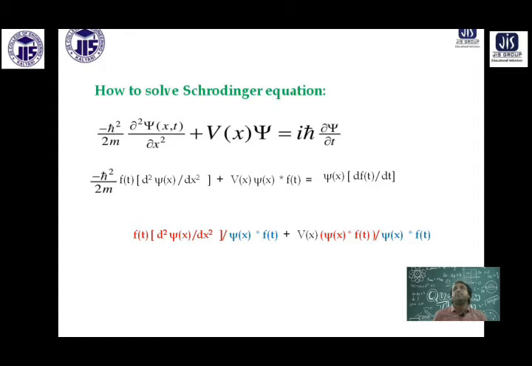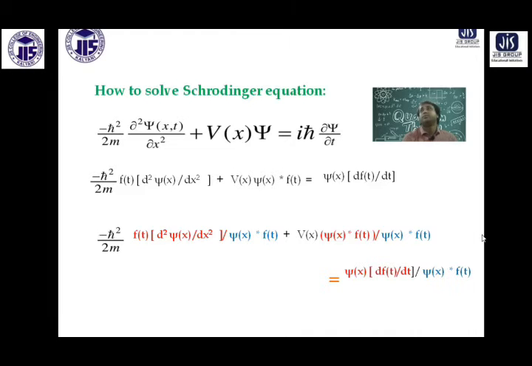So what you have to do now: whatever you see there is minus h cut square by 2m also. You divide every term with psi and f. If you divide everything with psi and f, on the left hand side it will be minus h cut square by 2m times 1 by psi, and the next term, Vx psi and f, I divide, it is 1, and here it is 1 by f. Okay. So basically, this is the final form you can see here.